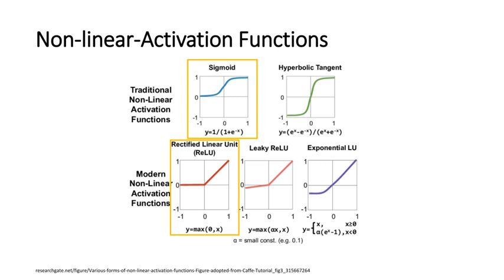The nonlinear activation functions that we mostly use are sigmoid or ReLU. There's the sigmoid function, the hyperbolic tangent, then the rectified linear unit, the leaky ReLU, and the exponential linear unit. In most cases in hidden layers, for example, we use the ReLU function for the neurons, and the sigmoid function we use for the output layer in most cases.